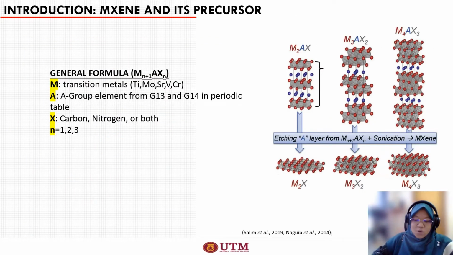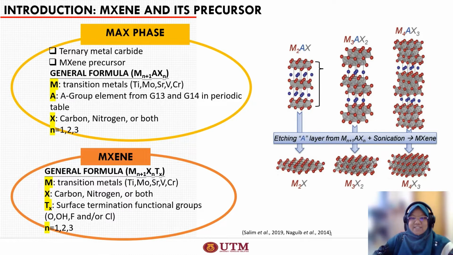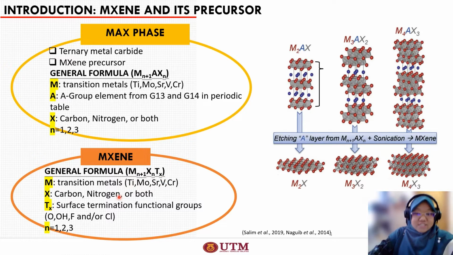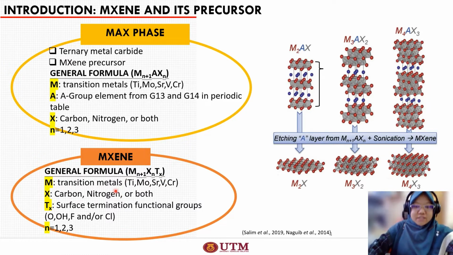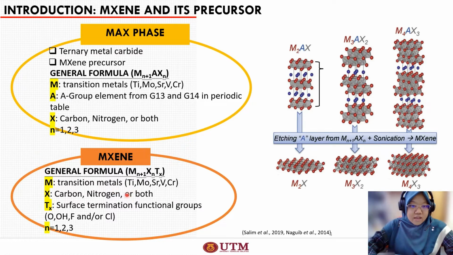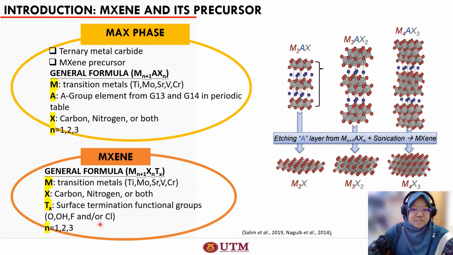So let us know what is MXene and its precursor. MXene, as I mentioned before, is another 2D material. This material, MXene, has a general formula which is M n+1 X n T x. M is any transition metal that we have in the periodic table, and X is carbon, nitrogen, or both, and T x is any surface termination or functional group, which is O for oxygen, OH hydroxide, fluorine, or maybe chlorine. n is any number, which is 1, 2, until 3.